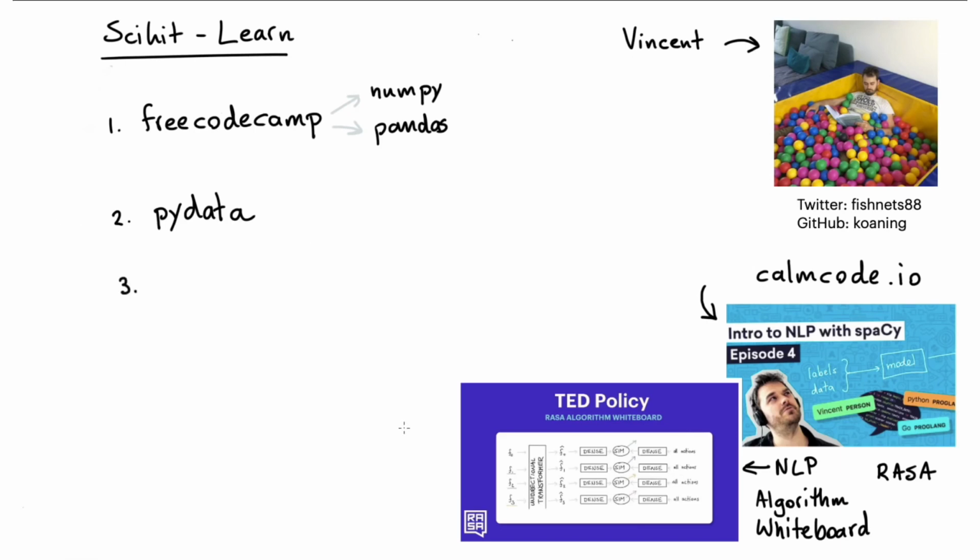Now, the third and final resource that I really recommend is the scikit-learn documentation page. Scikit-learn is a gigantic library, and there's a lot of features that to this day I still discover basically just by reading the documentation. But there's also something specific about the documentation that I would like to highlight.